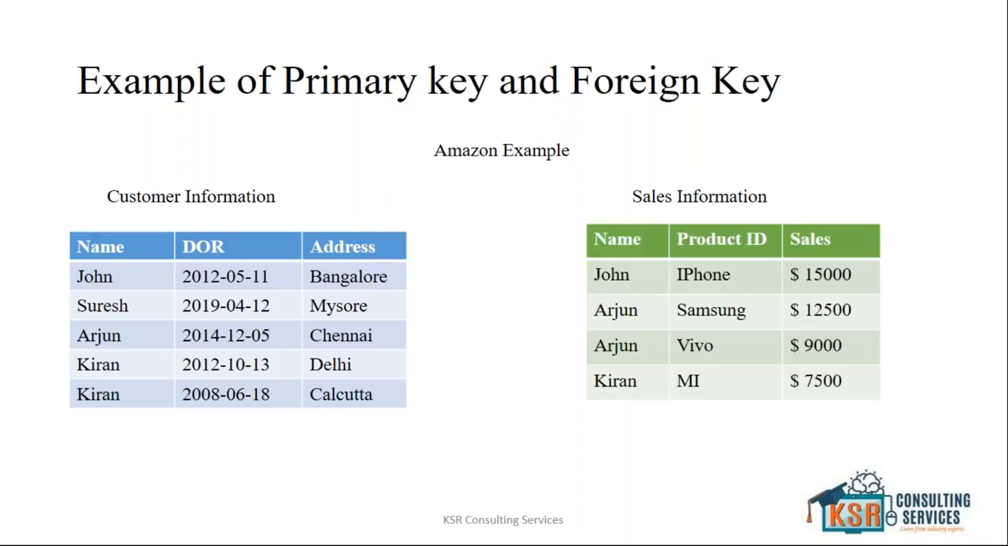So I showed an example that I am going to purchase an iPhone. The same thing, here is the person, John, who has got registered in 2012 and who is from Bangalore, has purchased the iPhone which is worth $15,000.